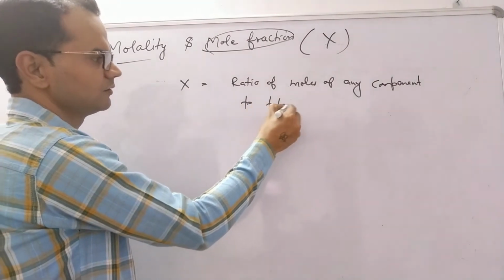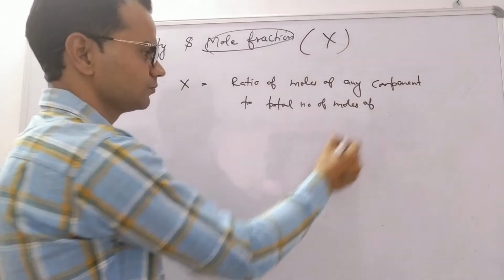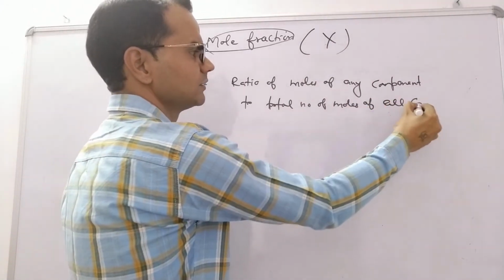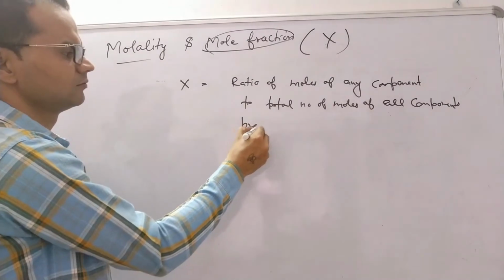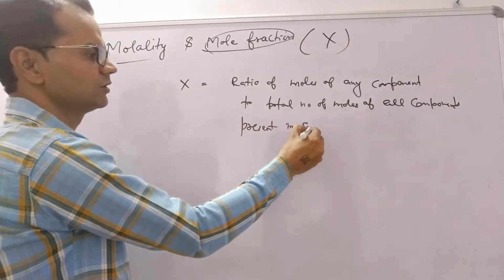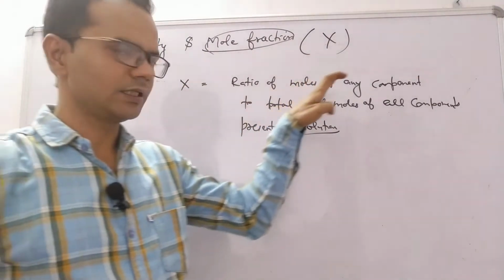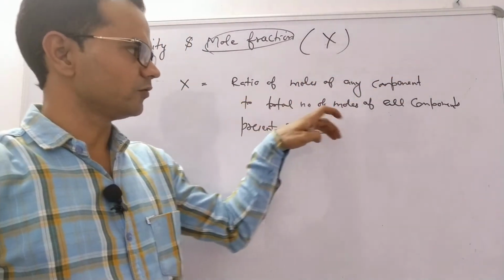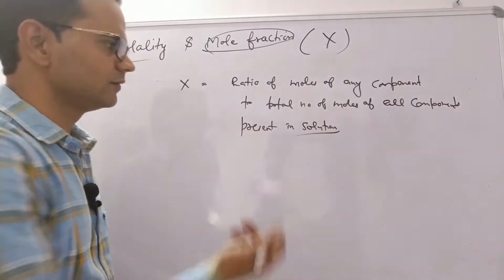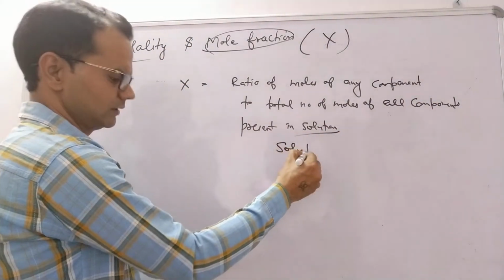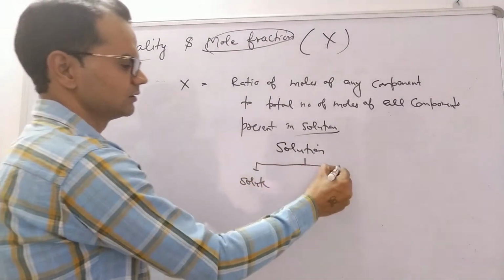total number of moles of all components present in a solution. It is the ratio of moles of any component to the total number of moles of all components present in a solution. Generally we have two components in a solution. One is solute, the other is solvent.